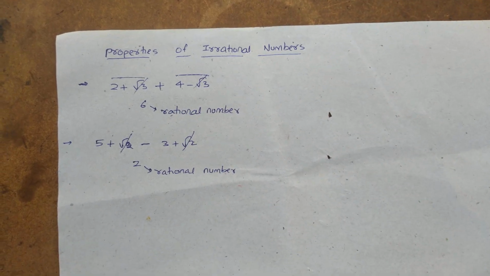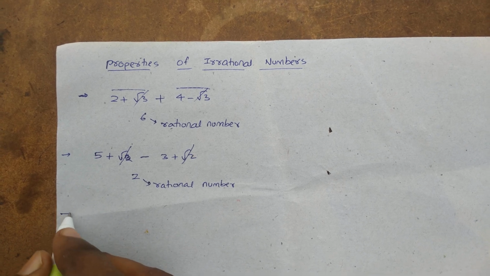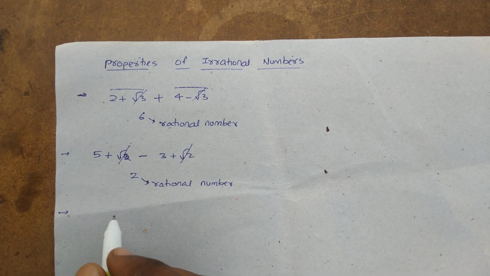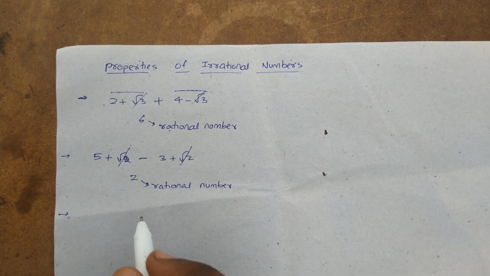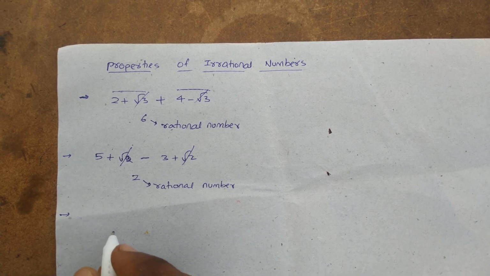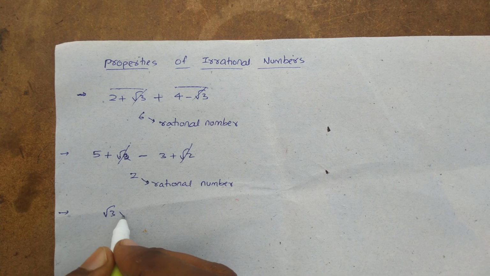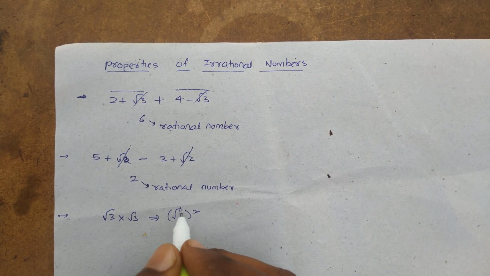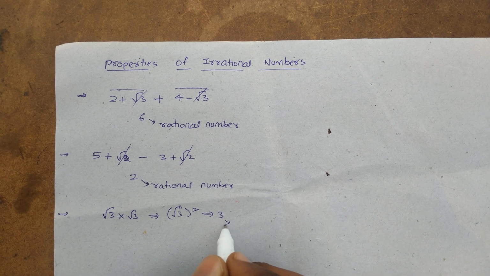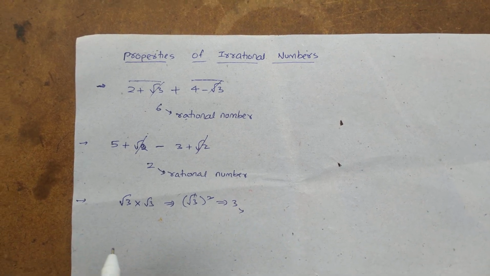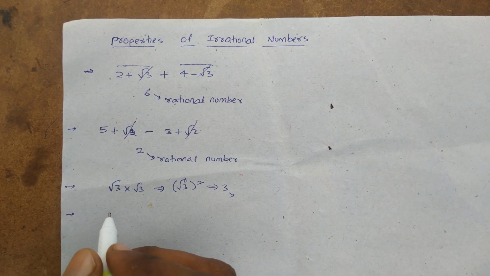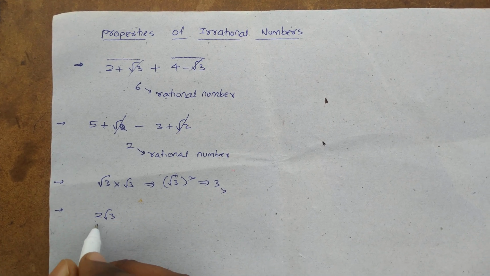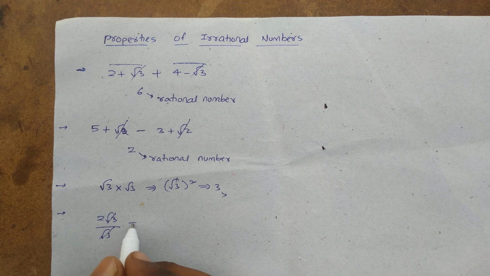Clear? Again we will see one more thing: the product of two irrational numbers can also be a rational number. It need not be irrational. Suppose I do root 3 into root 3. What are you going to get? Root 3 whole square, that is nothing but 3. Again it is a rational number. In a similar manner, the quotient of two irrational numbers need not be irrational. Suppose 2 root 3 by root 3. What are you going to get?